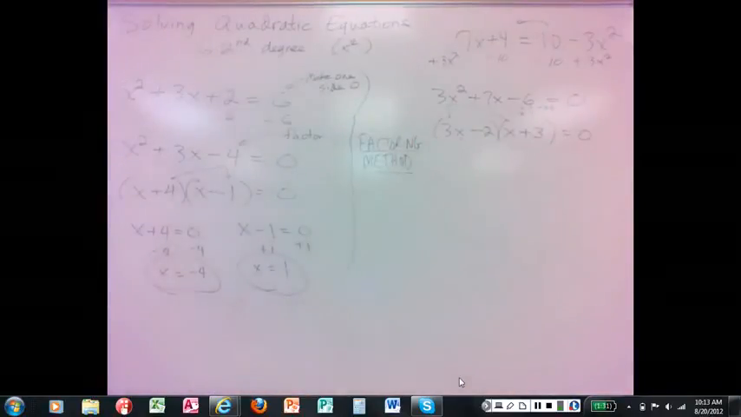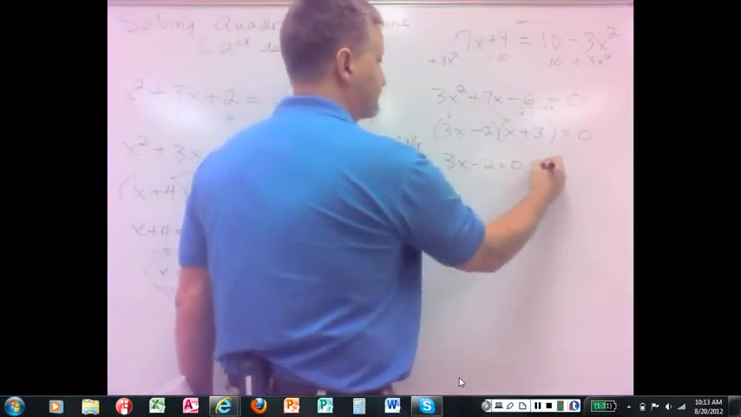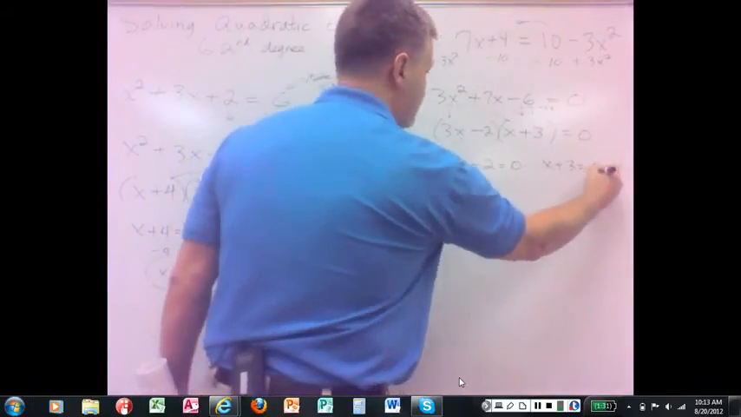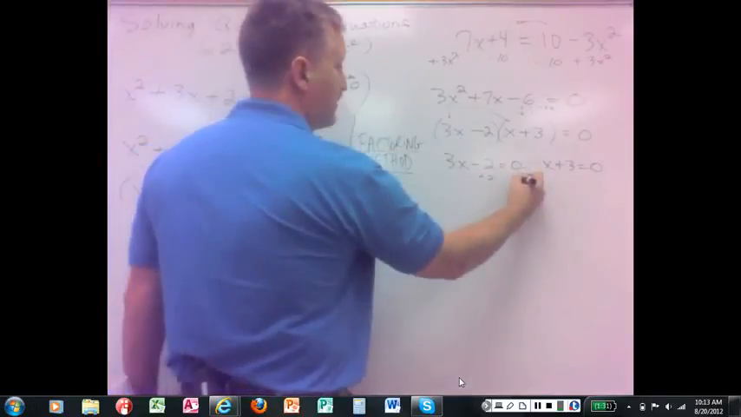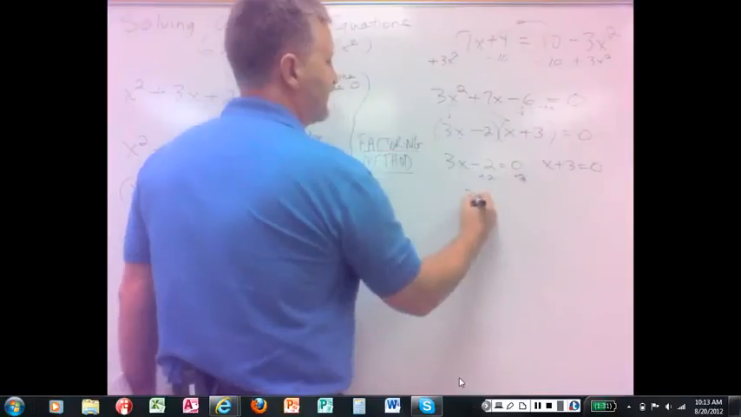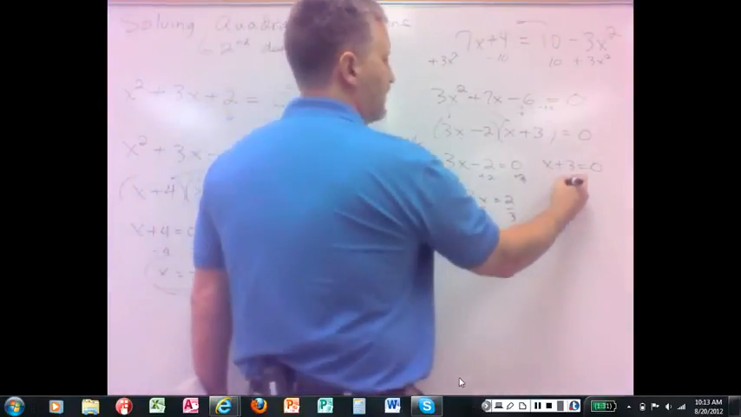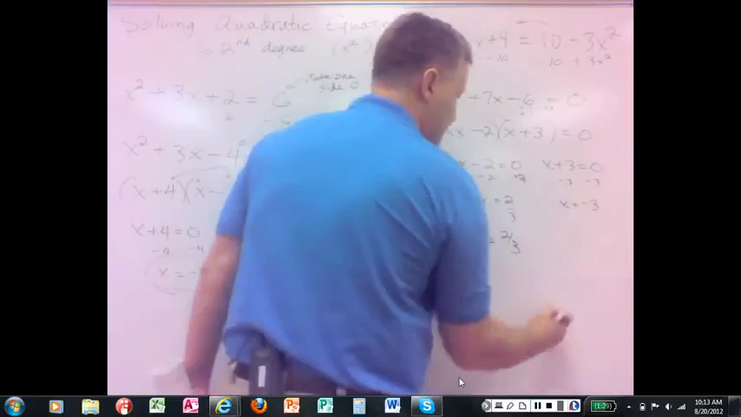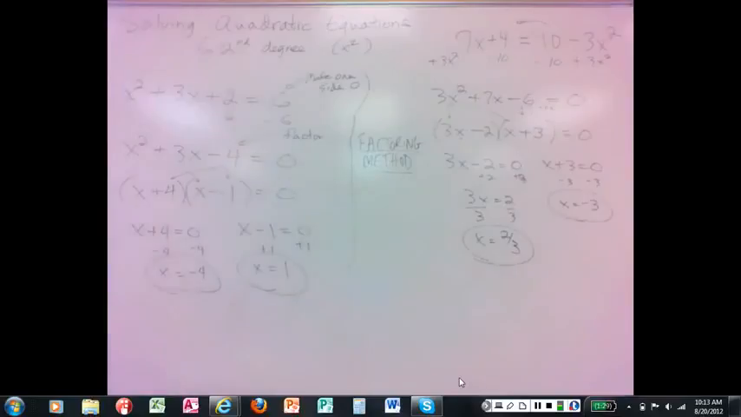Okay? So factor that left side. Then what do we do? Well, we're not done. We've got to set them each equal to 0 and see what we get here. 3x minus 2 equals 0, so I'd add 2. So I get 3x equals 2 and divide by 3. I got 2/3. Here I subtract 3 and I've got minus 3. Again, my two answers that I should be expecting. Okay? Questions or concerns on that one?